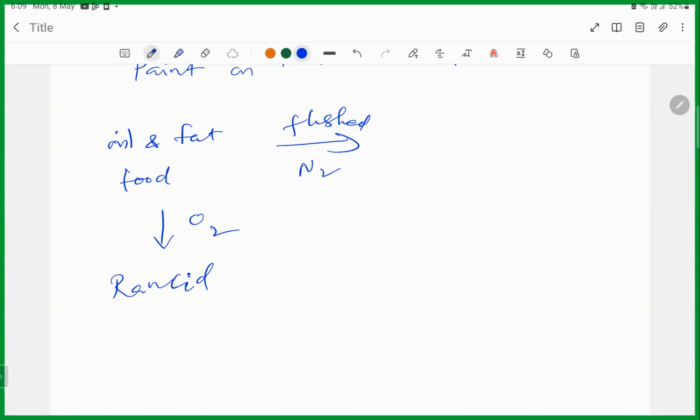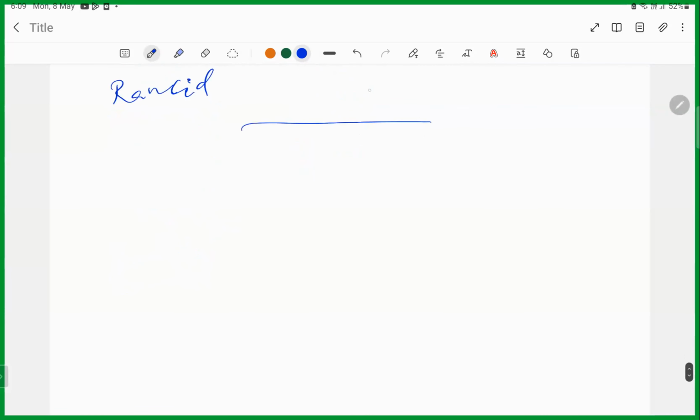Okay? So now the next one, we have to explain the term corrosion. So what is corrosion?